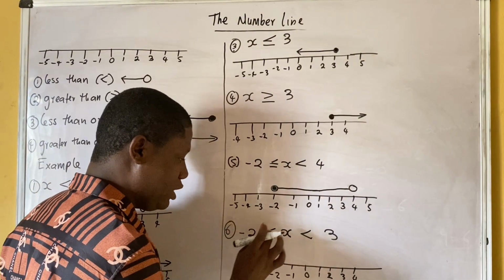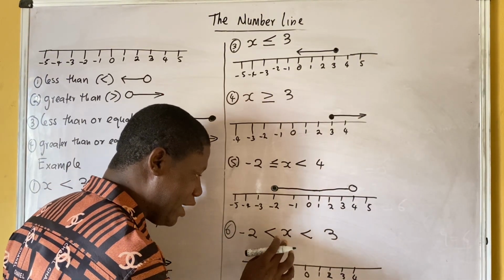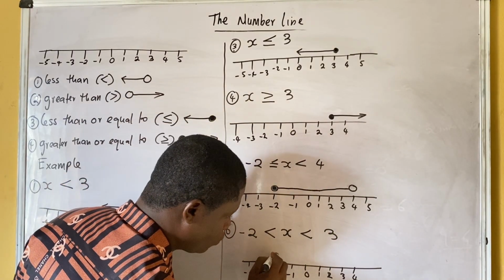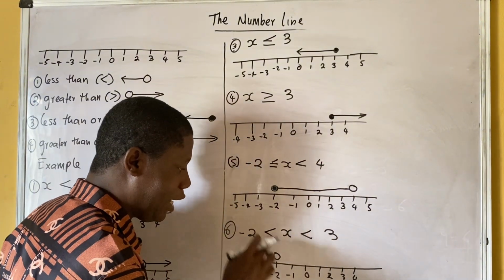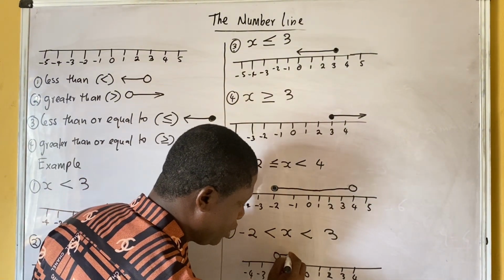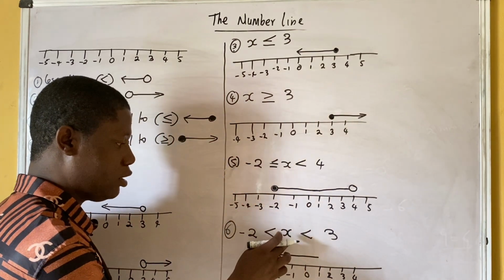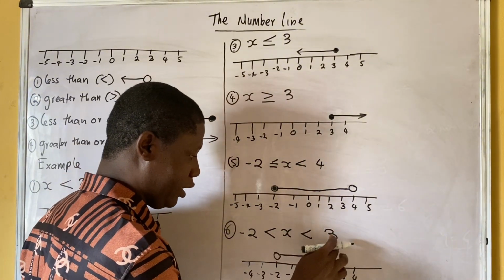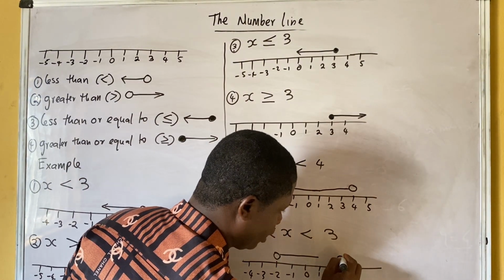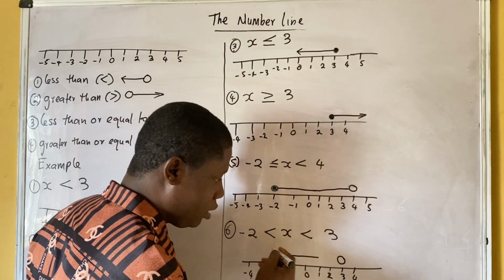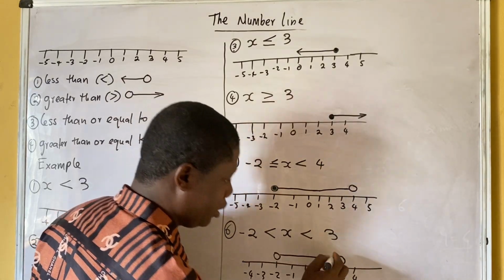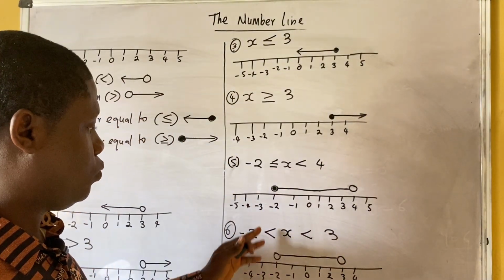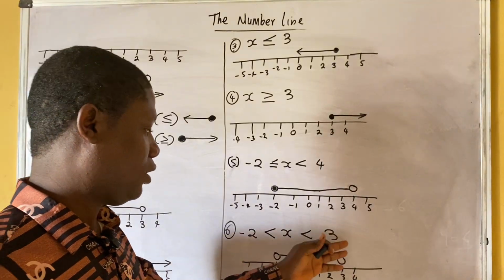3. Since minus 2 is less than x, that means that our x is greater than what? Minus 2. So our circle should be on minus 2, and it should not be shaded, and the arrow should be pointing forward, right? Since x is greater than minus 2. And here we have x is less than 3. So our circle should be on 3, and the arrow should be pointing backward since x is less than, okay? So it will join this one. So this is minus 2 is less than x less than 3. This is how to represent it.